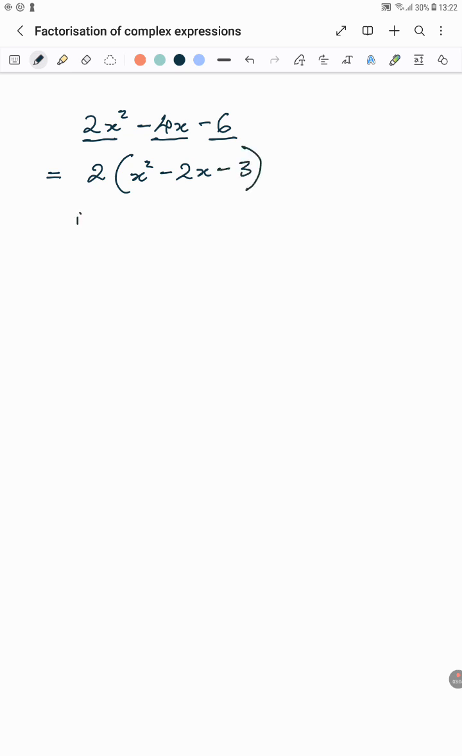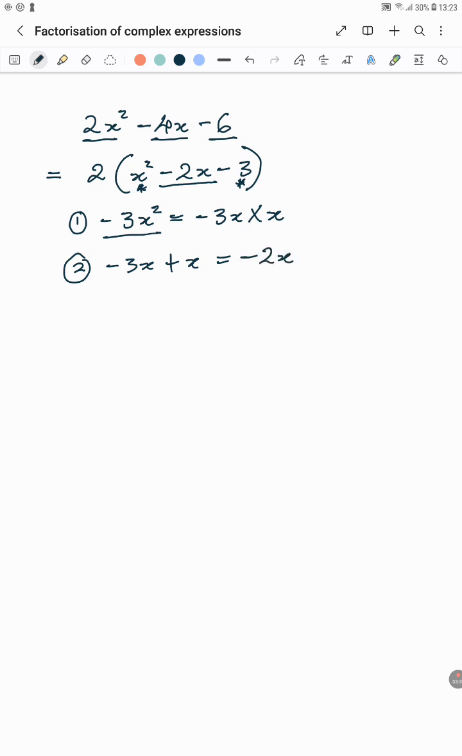3. Then you look for two factors of minus 3x squared, because you multiply the first term and the last term. So the two factors with a difference of minus 2 are minus 3x and x. If you multiply them, they give you minus 3x squared, and if you add them, they give you minus 2x. So you substitute minus 2x in your expression inside the bracket.